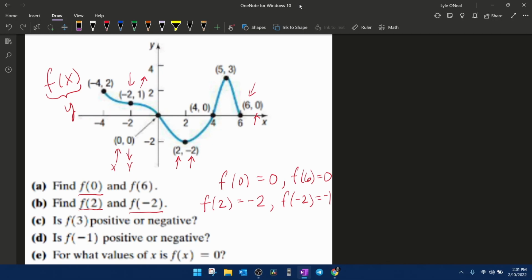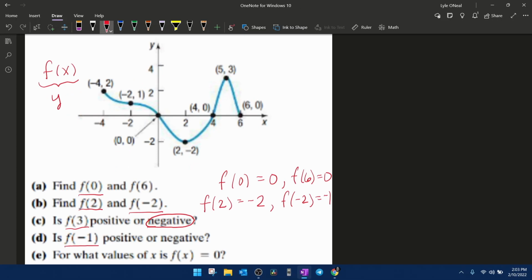Part C, it says, is f of 3 positive or negative? Again, remember, f of x is y. Notice that there is no ordered pair given on the graph for 3 comma y, so we're going to have to estimate that. We know that 3 is between 2 and 4. If I go down to where I hit the graph here, simply going down means that that value is going to be negative.